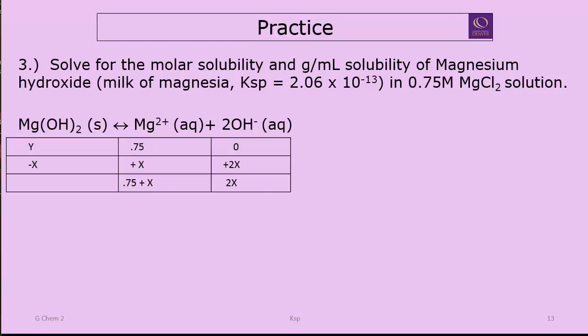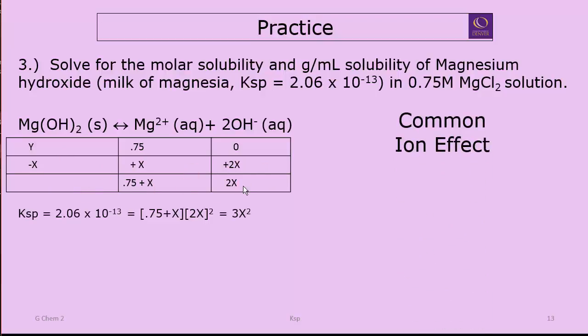Question 3. Solve for the molar solubility in grams per mL of magnesium hydroxide in 0.75 molar magnesium chloride solution. Now in this particular reaction, it's the common ion effect, and magnesium is the common ion in here that's going to mess with the equilibrium. So once again, you set up your ICE table. Because it's a common ion, it goes in as the initial condition. Here are the initial conditions. This is what happens due to the change, and this is your equilibrium conditions.